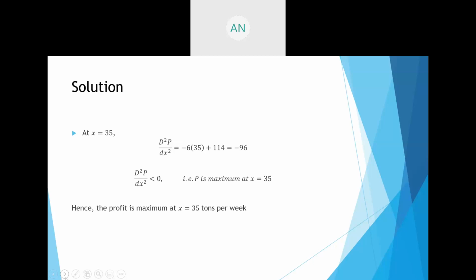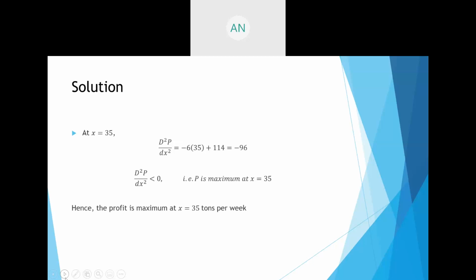The maximum profit is at x is equal to 35 tons per week. So if your production is at 35 tons per week, you are going to have maximum profit. Okay, so this is the answer that you have to write. These are the word problems. So for word problems, at the end, you are supposed to write the exact answer in a particular line or in word format.